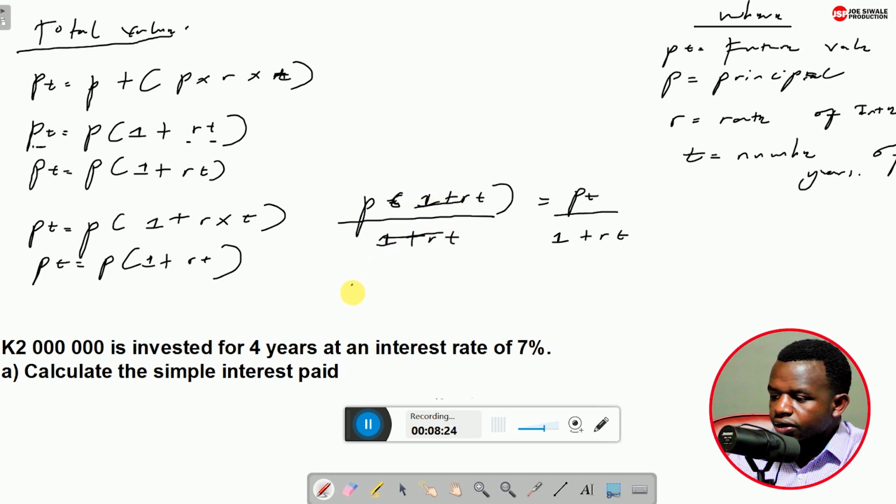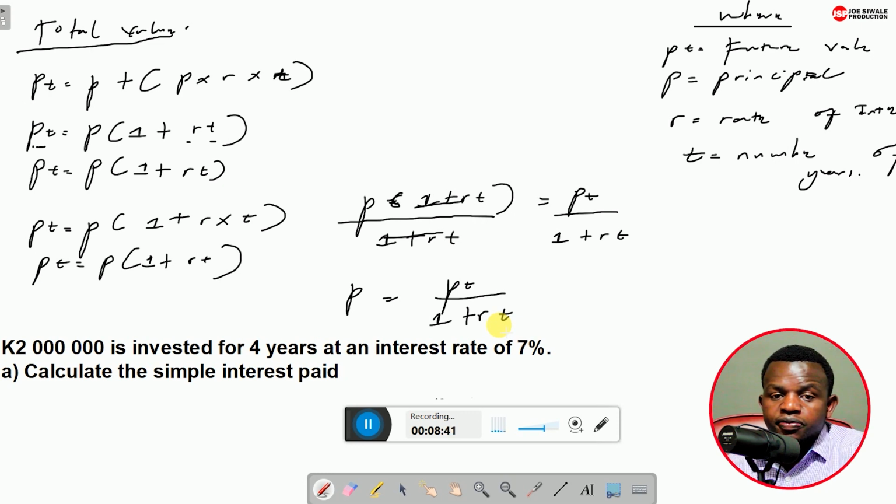So our principal is equal to the future value divided by 1 plus the rate of interest multiplied by the number of years. That's the formula we use when we have been given the future value, the rate of interest and the number of years, and we have been told to calculate the present value. So let us now look at the examples.